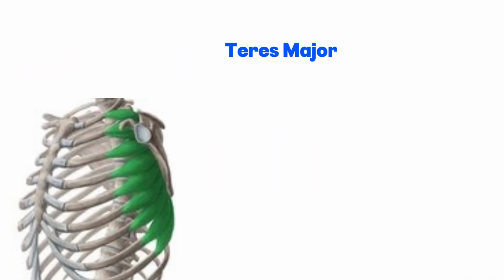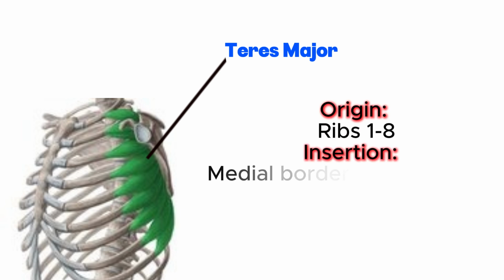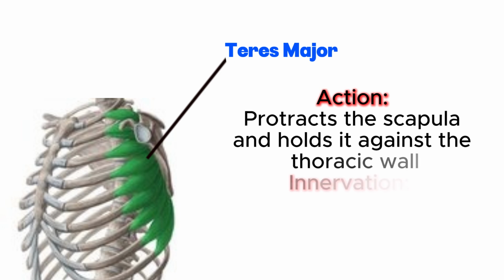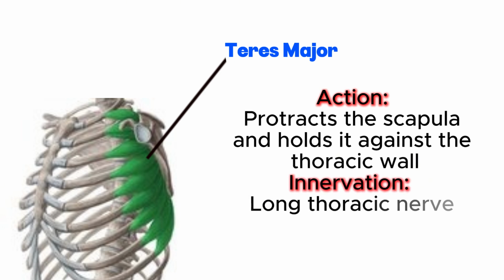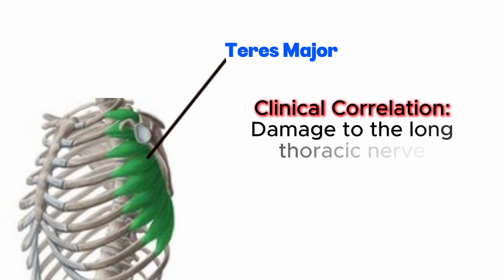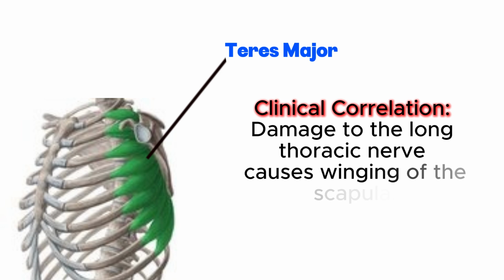Second one is serratus anterior. Its origin is ribs 1 to 8. Insertion: medial border of the scapula. Action: protracts the scapula and holds it against the thoracic wall. Innervation: long thoracic nerve. Clinical correlation: damage to the long thoracic nerve causes winging of the scapula.